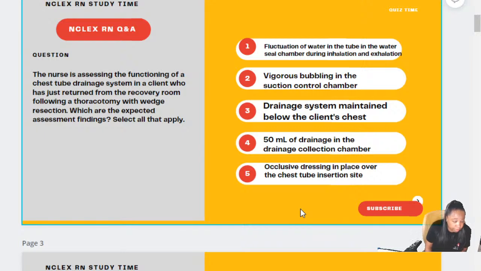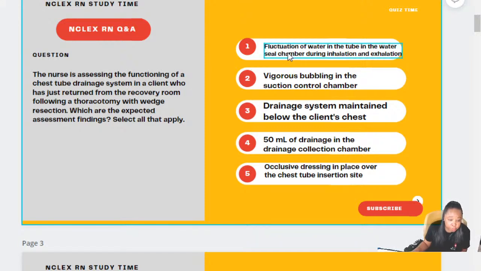First, let me read it again. The nurse is assessing the functioning of a chest tube drainage system in a client who has just returned from recovery room following a thoracotomy with a wedge resection. Which are the expected assessment findings you will choose? You go do an assessment. What will you find during this assessment?